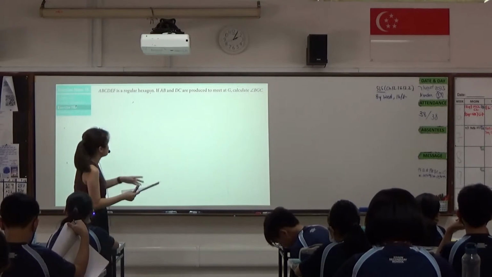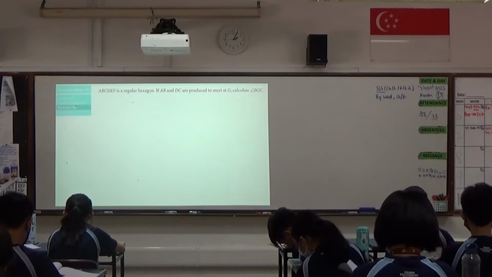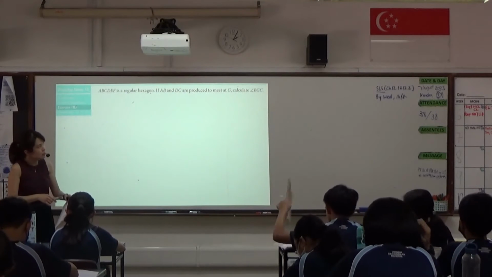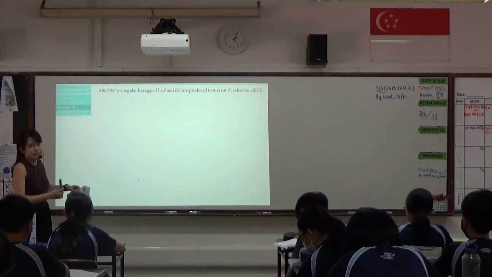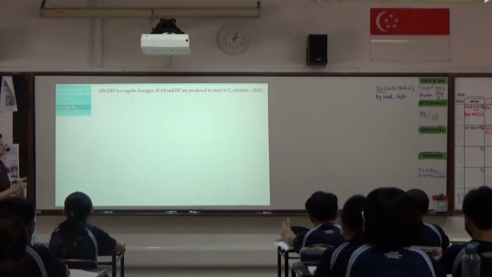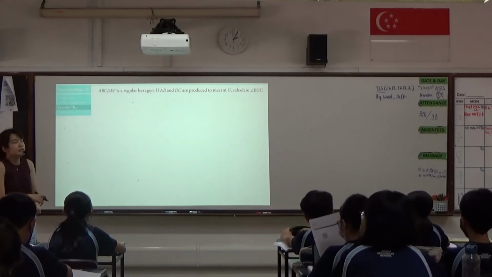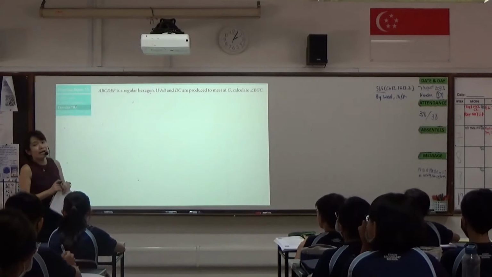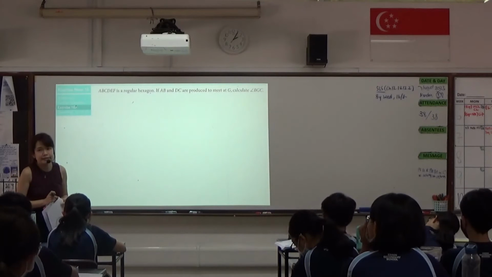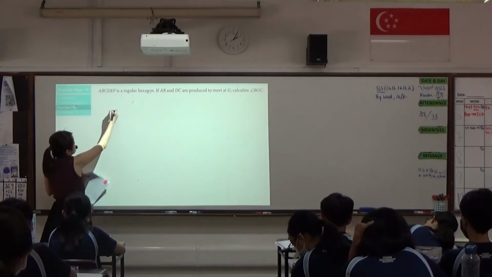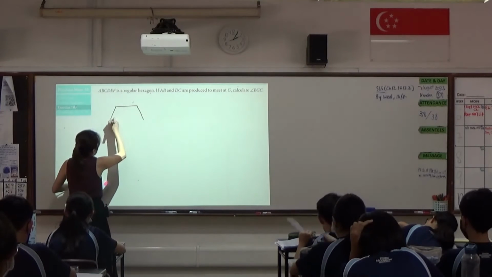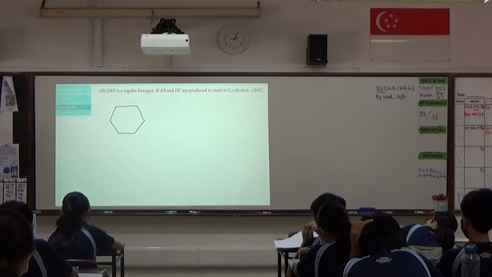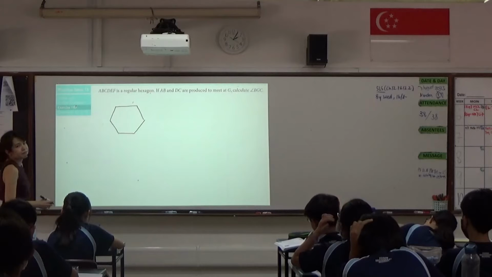Practice now 15, we are given that ABCDEF is a regular hexagon. If AB and DC are produced to meet at G, we want to calculate angle BGC. The problem in this question is that there's no diagram given to us. So first of all, I need to draw a regular hexagon. How many sides are there in a hexagon? 6. So that one we must know. We will draw a hexagon. It doesn't matter whether it's accurate or not, so long as it is a hexagon, it will be good enough.